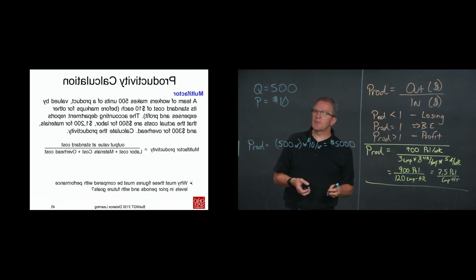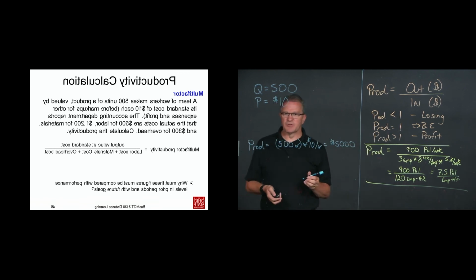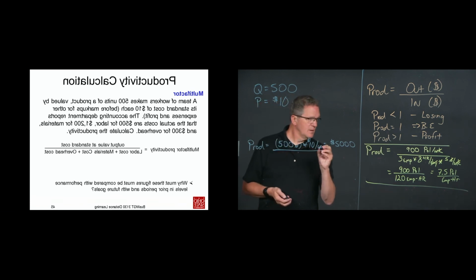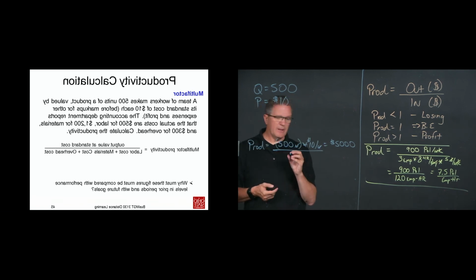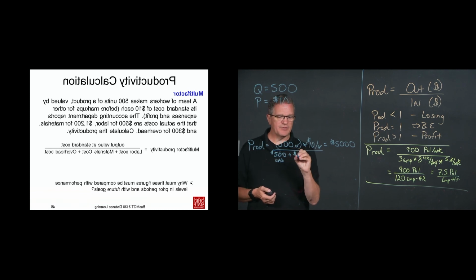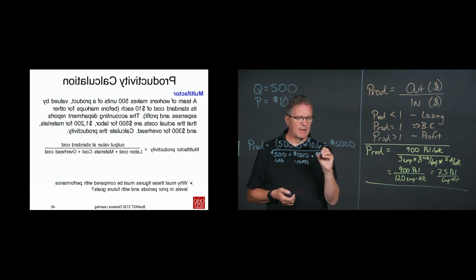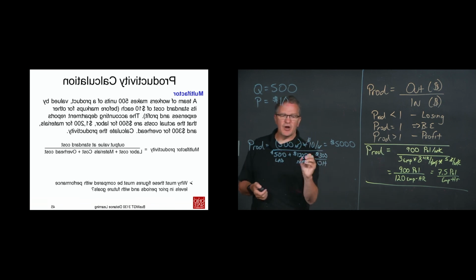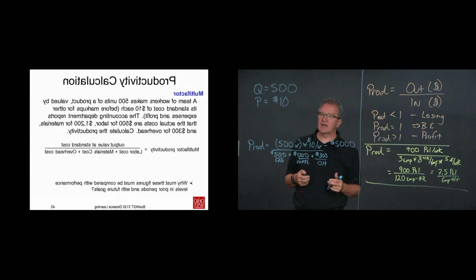Now it also says my inputs. I've got 3 types of inputs here. It says that I have $500 in labor. All right, there's my labor. I've got $1,200 in materials. And I have $300 in overhead. These are my factors. This is why it's called multi-factor. I have multiple factors in here.